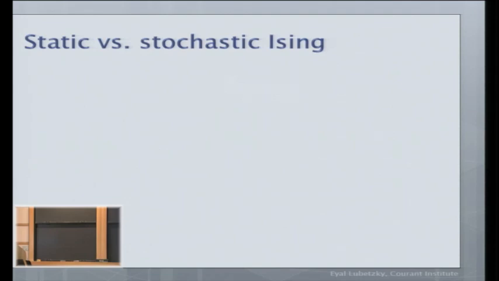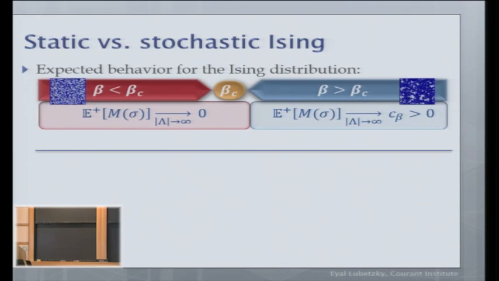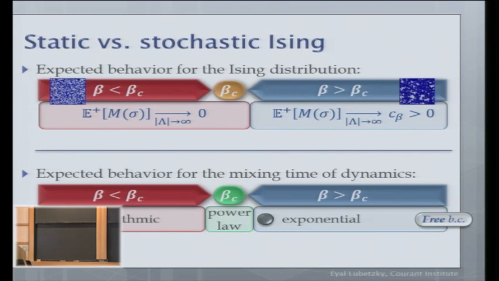So as I said, understanding three dimensions is really challenging, and this is what's going to motivate us further on. But going back to Avi's question, this was just the static measure. When beta is less than beta critical, you think that this thing should go to zero, and this should also cover beta critical. And now we know that it does, also in three dimensions. Above beta critical, there is a spontaneous magnetization. Now the dynamical picture should exhibit a phase transition as well, exactly at the same location.